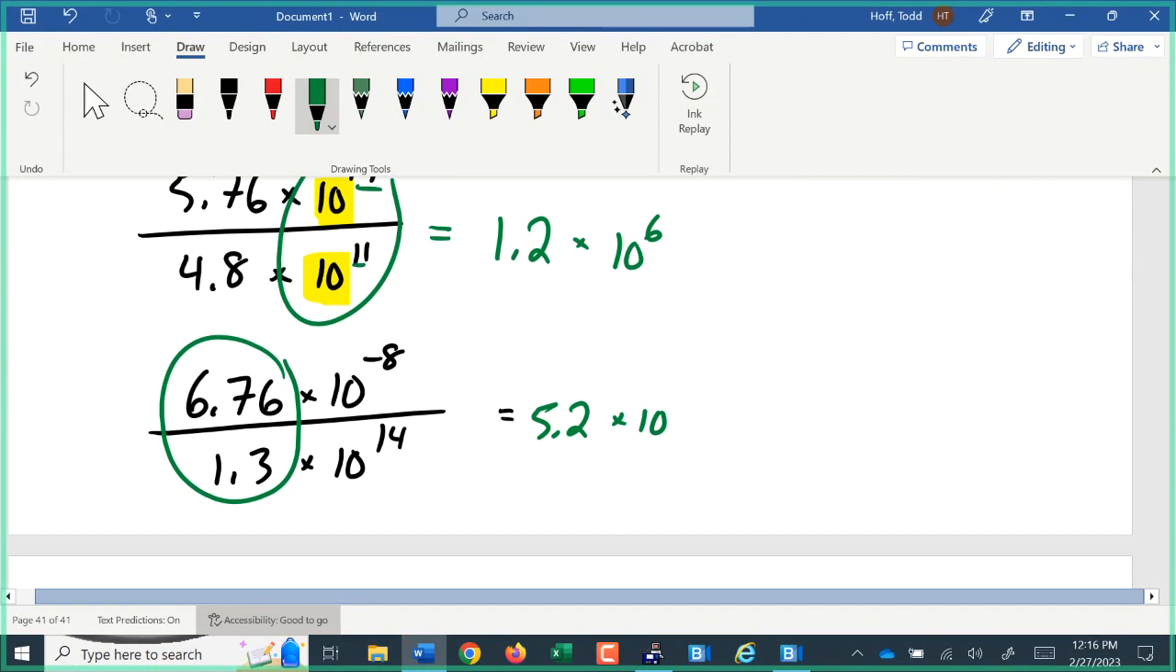Names. We also combine the names. 10 to the negative 8 divided by 10 to the 14th. That's negative 8 minus 14, or negative 8 plus a negative 14. Makes that a negative 22.